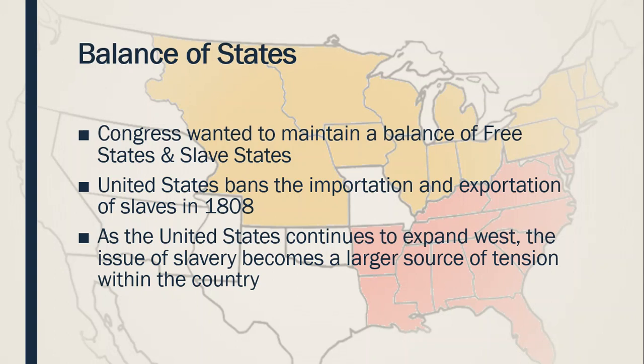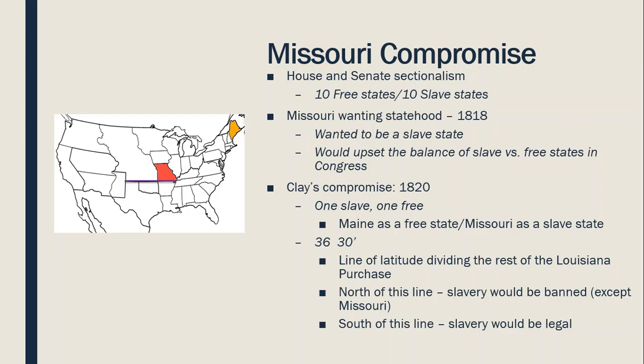As the United States continues to expand west, the issue of slavery becomes a larger source of tension, because are we going to allow this institution, which, mind you, the founding fathers thought would have died out by now, to continue to spread into the new territory? Well, our first challenge comes up in 1818.